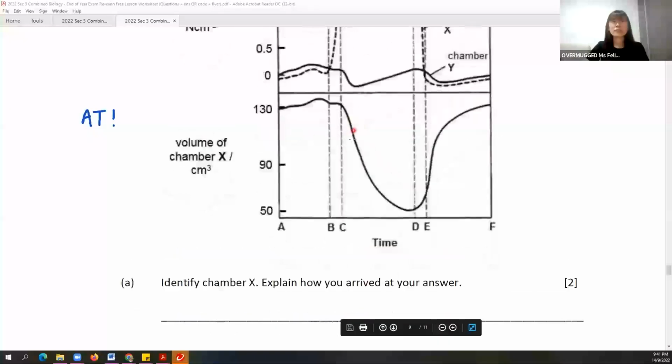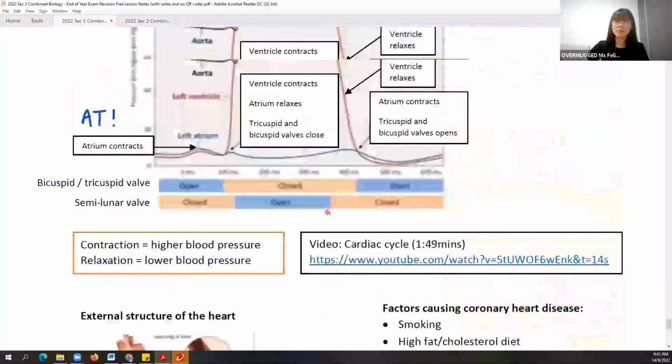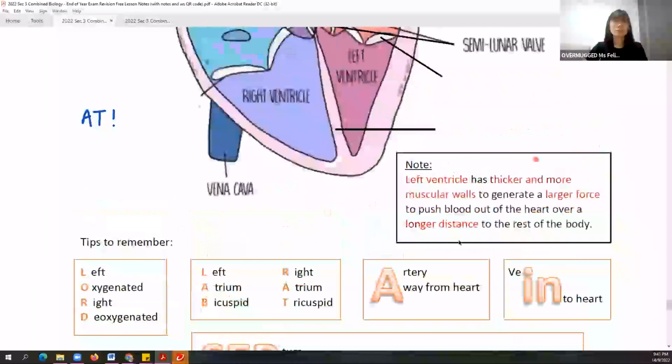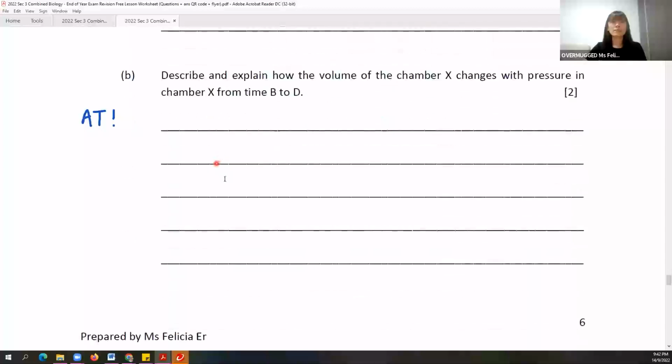So for the left ventricle, how come the pressure shoots up so high? The reason is because it's over here, you realize? Then how come the ventricle pressure is so high? Because it's very thick, so it can generate a lot of force. That's why the blood pressure is very high. So this will be the answer for part A. Just copy it in. Moving on to the next part, part B.